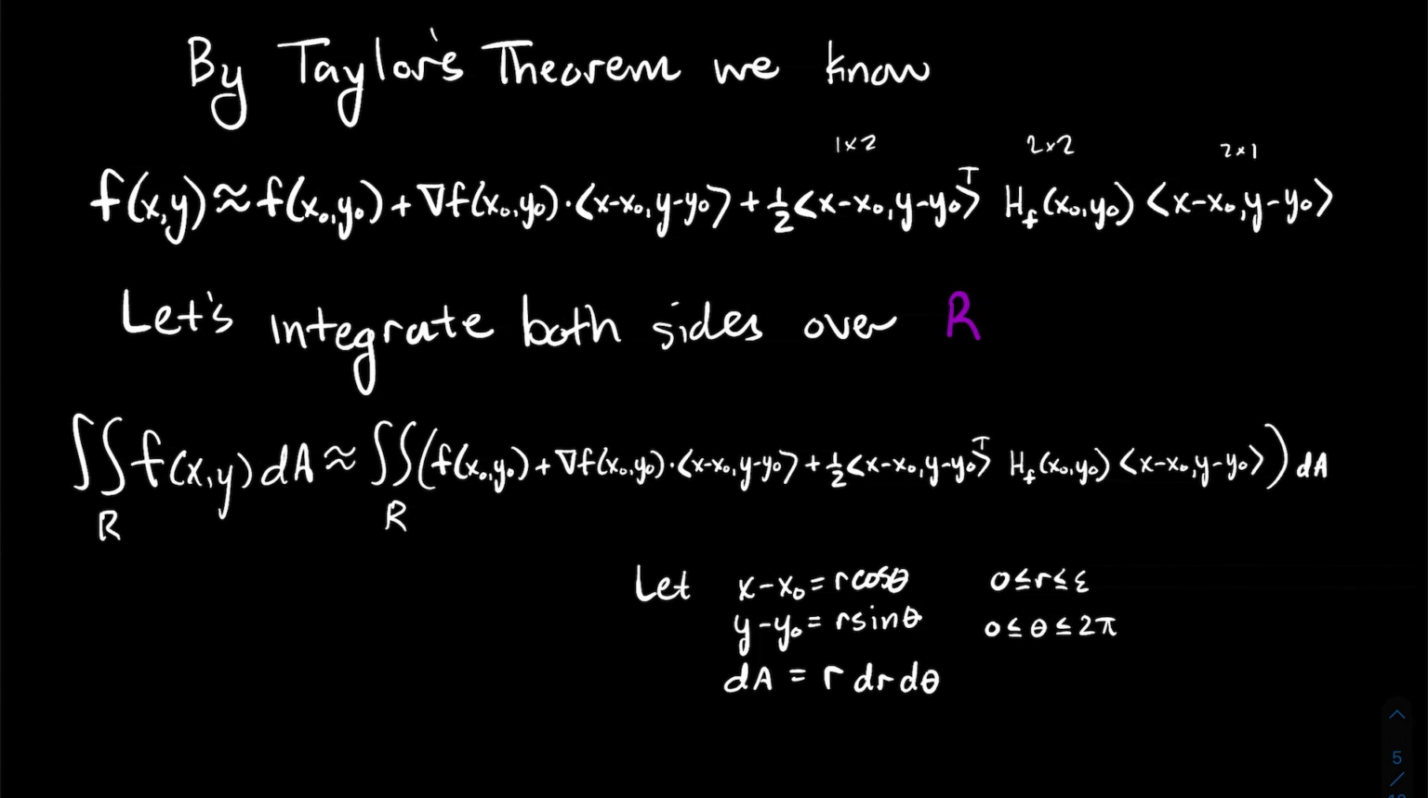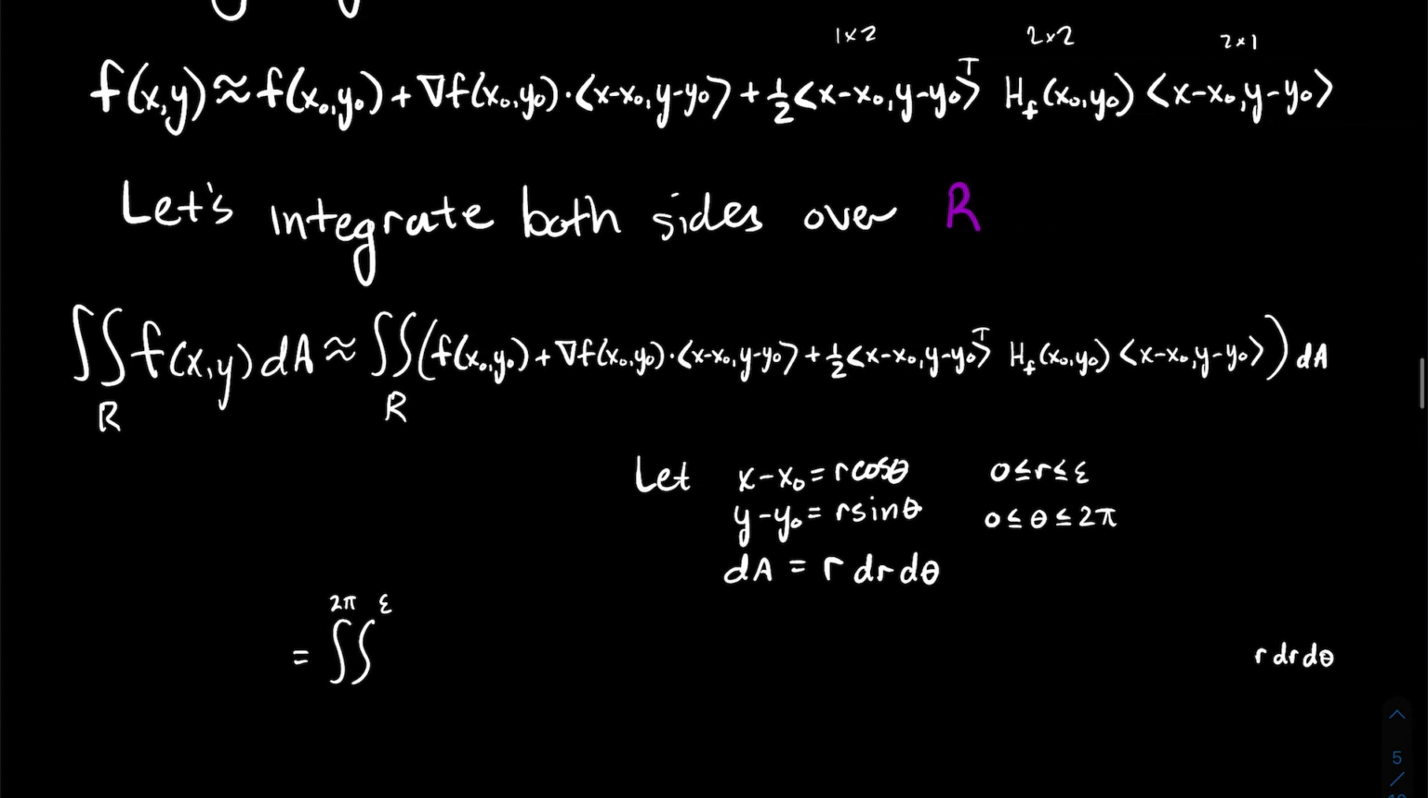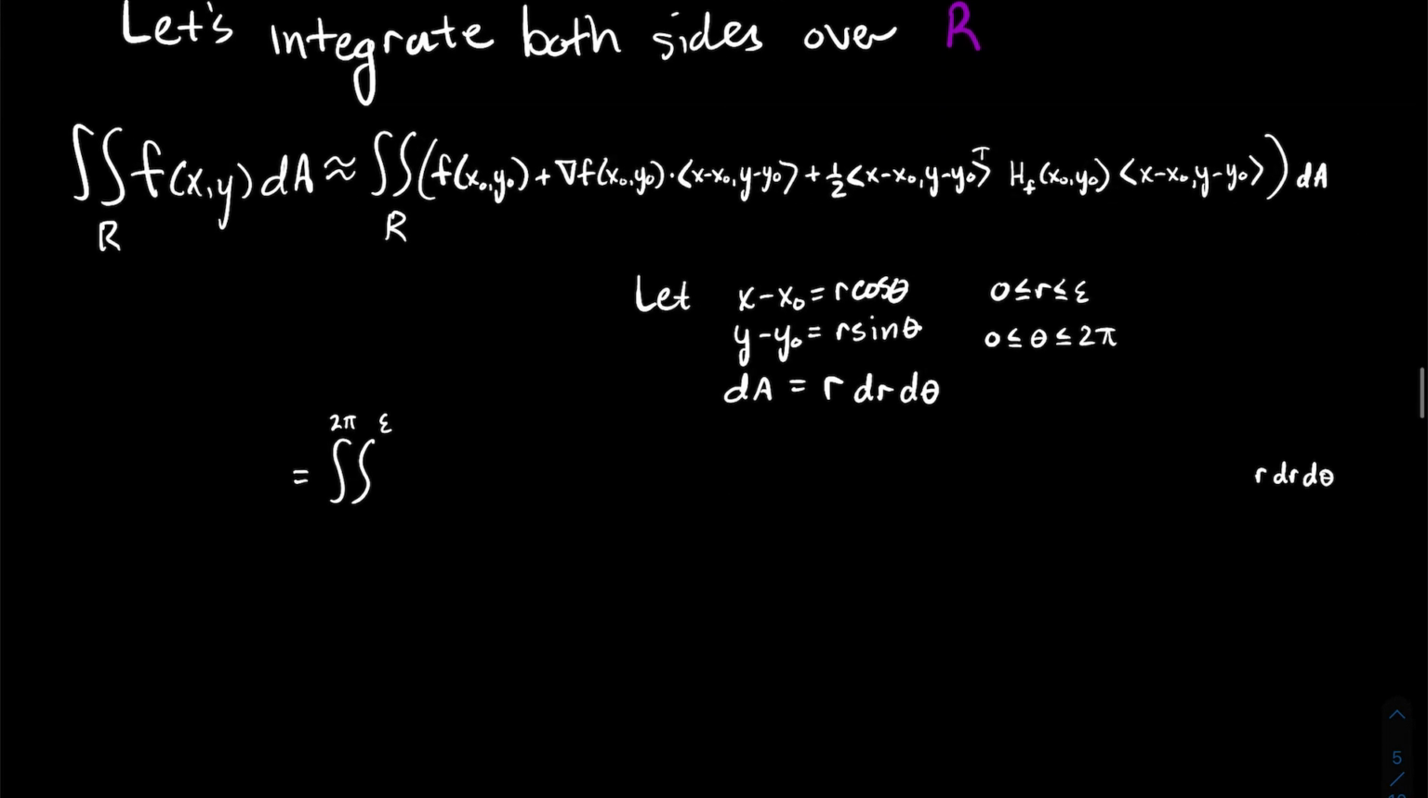Another thing I wanted to make clear is that x and y are your integration variables here. So when you see complicated looking things like f of (x0, y0), or the gradient of f at (x0, y0), or the Hessian at (x0, y0), those are constants. So that's great. Those won't change with the integral. They're held constant. All right, so let's go ahead and do this substitution and put it into our integral.